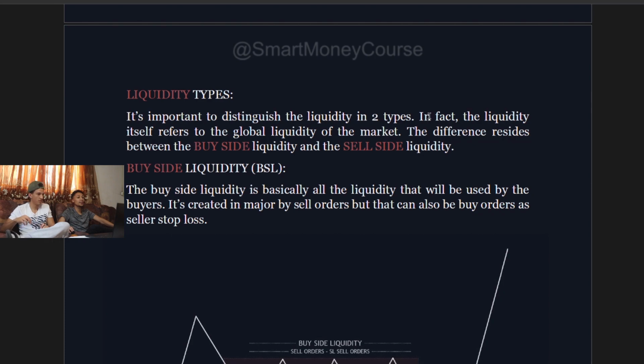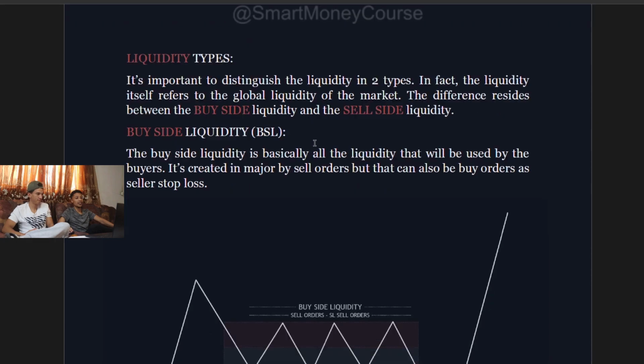Liquidity types. It is important to distinguish liquidity in 2 types. In fact, the liquidity itself refers to the global liquidity of the market. The difference resides between the buy side liquidity and the sell side liquidity. You can't have a buy without a seller, and you can't have a seller without a buyer.